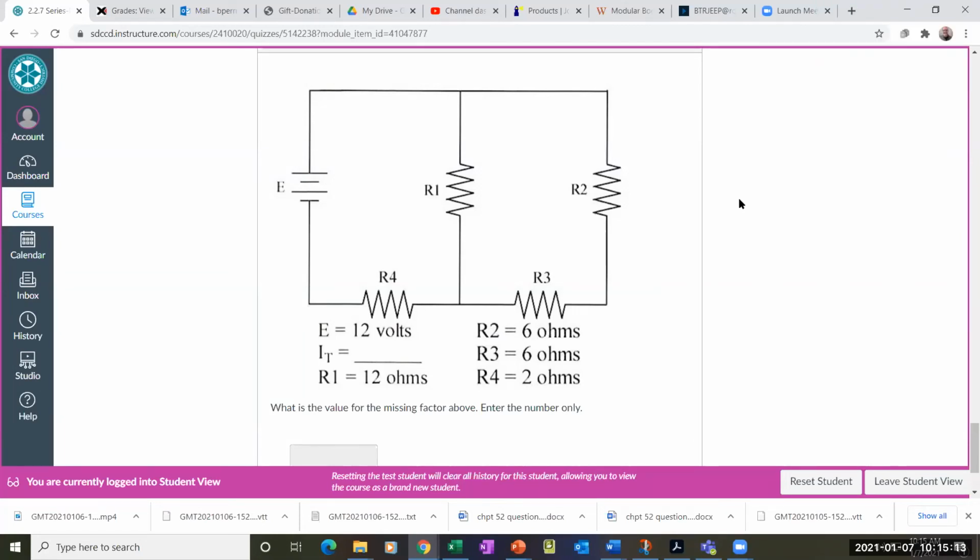Okay, so I'm looking at the picture and I thought when it says parallel, it would be like going up and down.